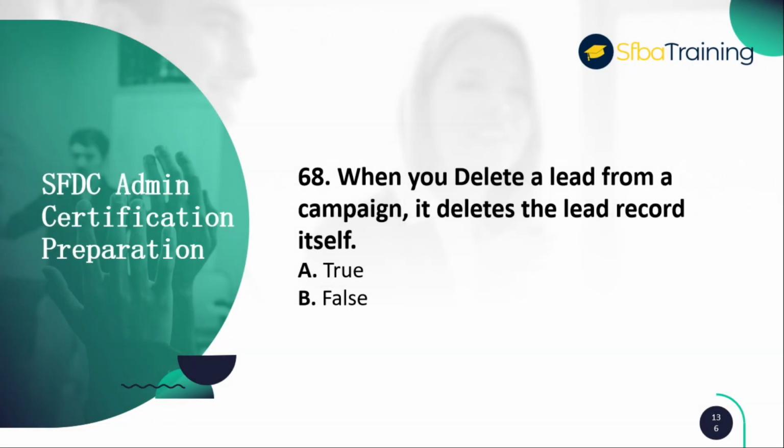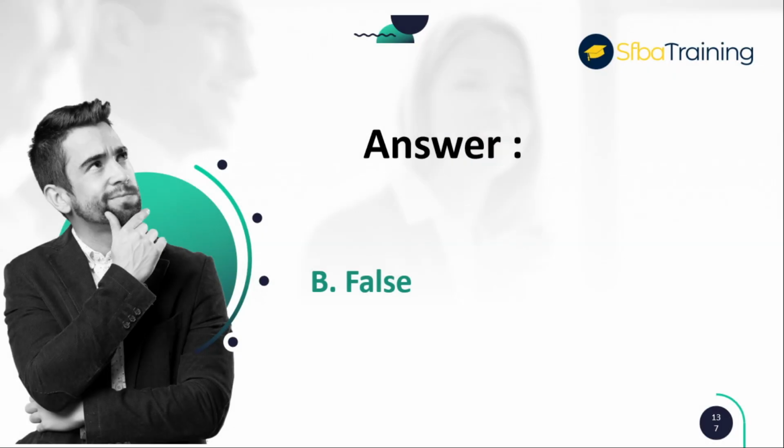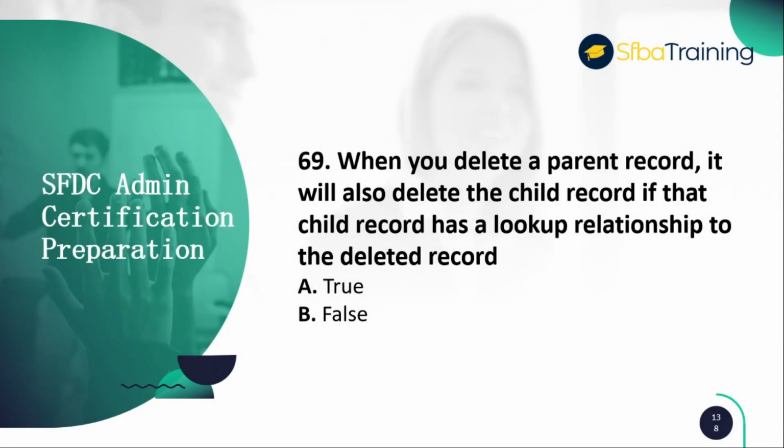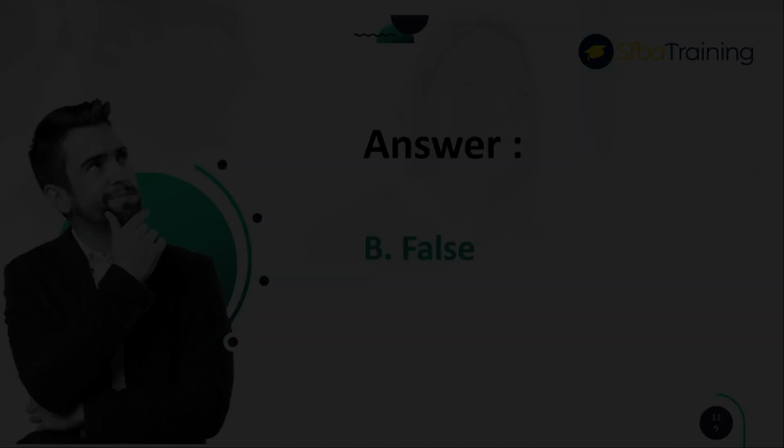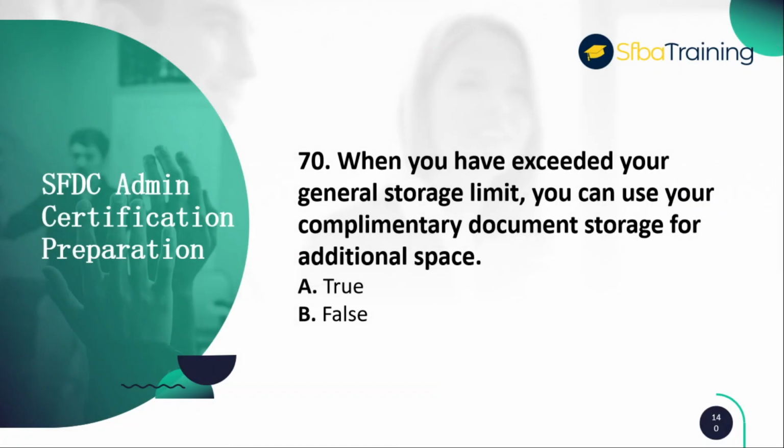Number 68. When you delete a lead from a campaign, it deletes the lead record itself. A. True. B. False. The answer is B, false. Number 69. When you delete a parent record, it will also delete the child record if that child record has a lookup relationship to the deleted record. A. True. B. False. The answer is B, false. 70. When you have exceeded your general storage limit, you can use your complementary document storage for additional space.